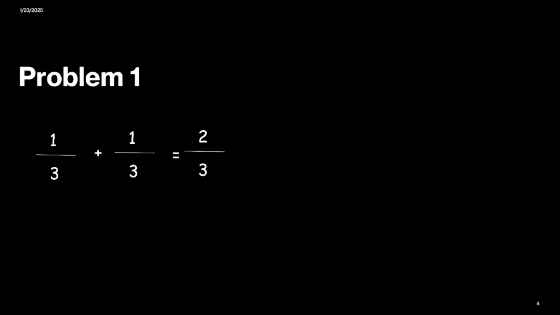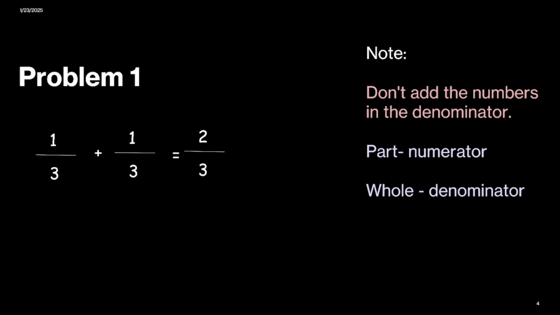So if that does not make sense, why don't we use a diagram to visualize it? Some teachers like to use a diagram to show how these fractions look, so that it makes more sense for visual learners. Here are diagrams of what we just did. But before I do that, I just want to note a couple of things. Don't add the numbers in the denominator. The part is the numerator, the number on the top. The whole is the denominator. It's basically what I just mentioned as we were doing this question.